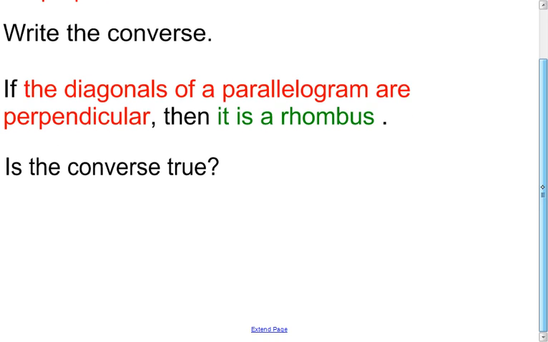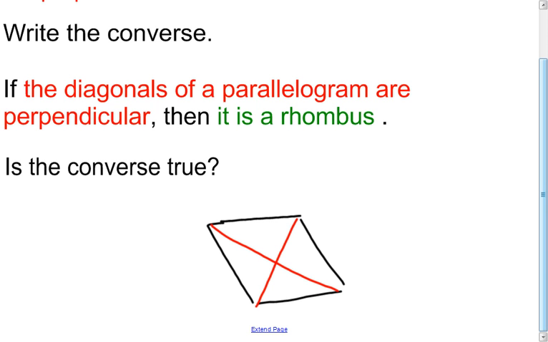I call this my little picture proof format, where I'm going to make this parallelogram. I know it's that because the hypothesis tells me it has to be a parallelogram, and it tells me that the diagonals of this thing are perpendicular. So I'm going to draw my diagonals and put in the perpendicular symbol. Now I want to know, is this thing really a rhombus? The only way for me to figure that out is to somehow show that the four sides of this parallelogram are all congruent.